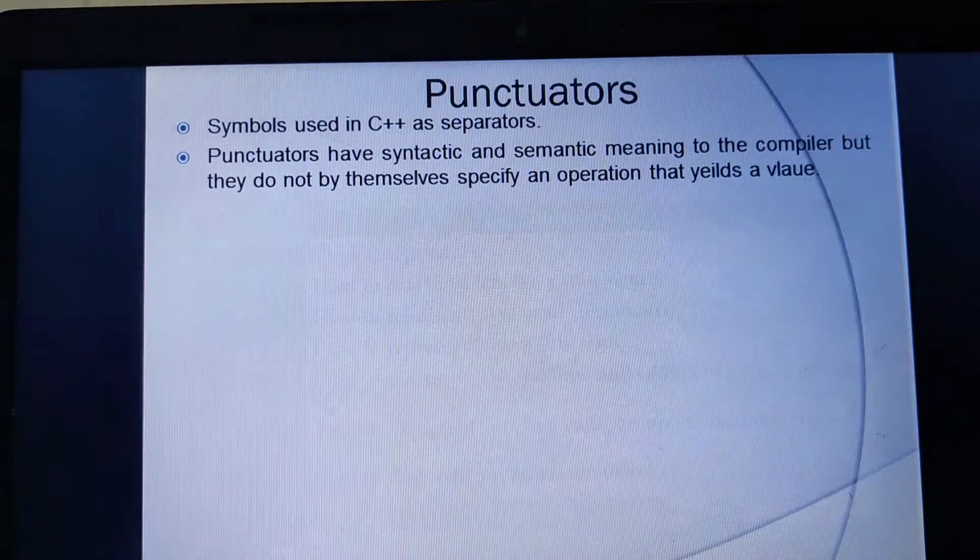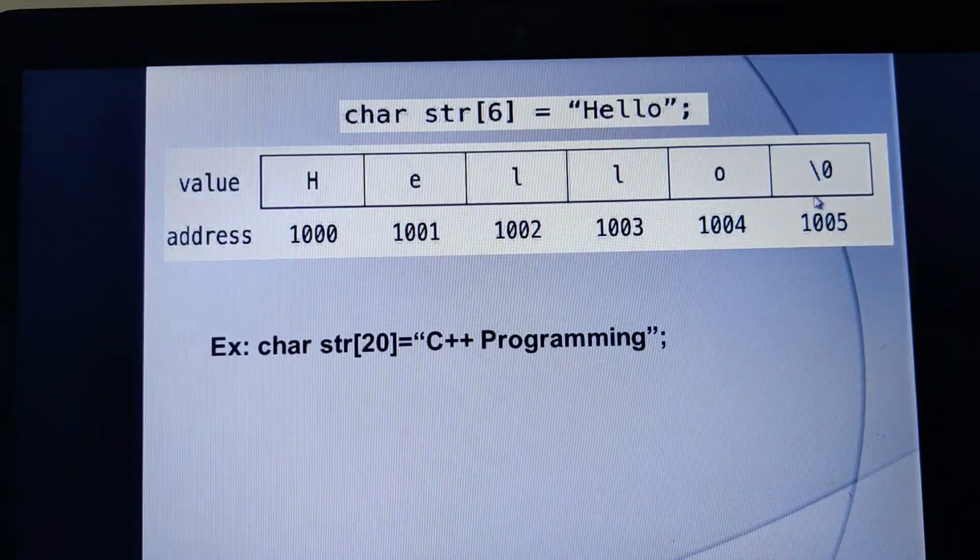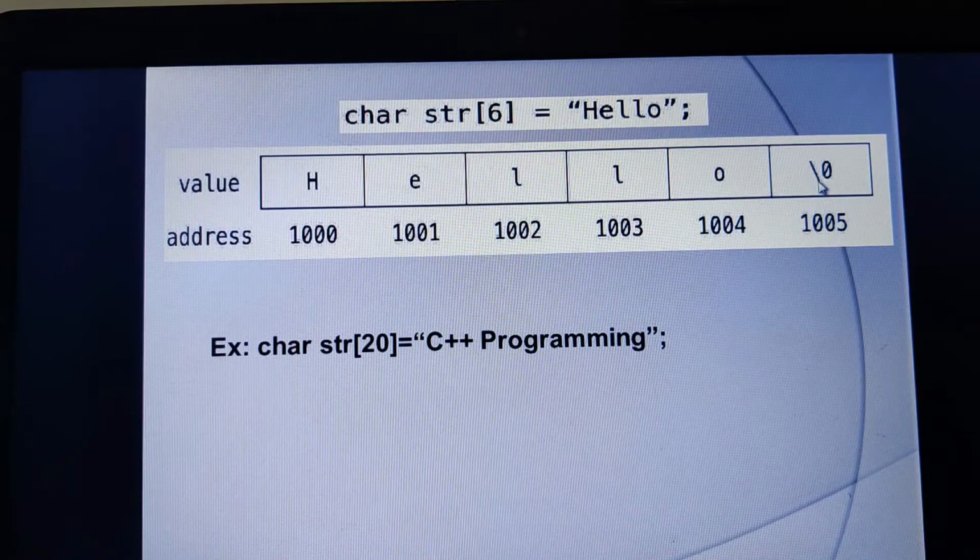\0 it is given. That's how the null character is written. This is the null character. This is one of the examples of an escape sequence character. Usually they take 1 byte of size.